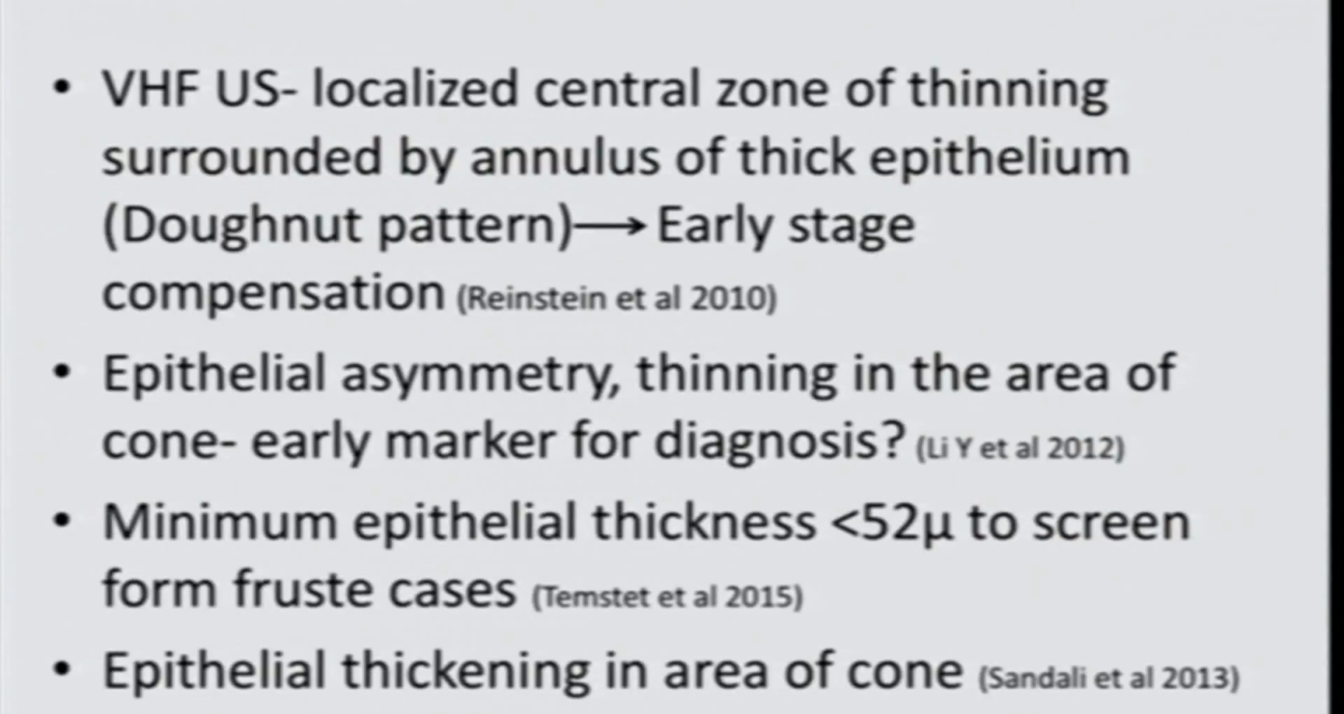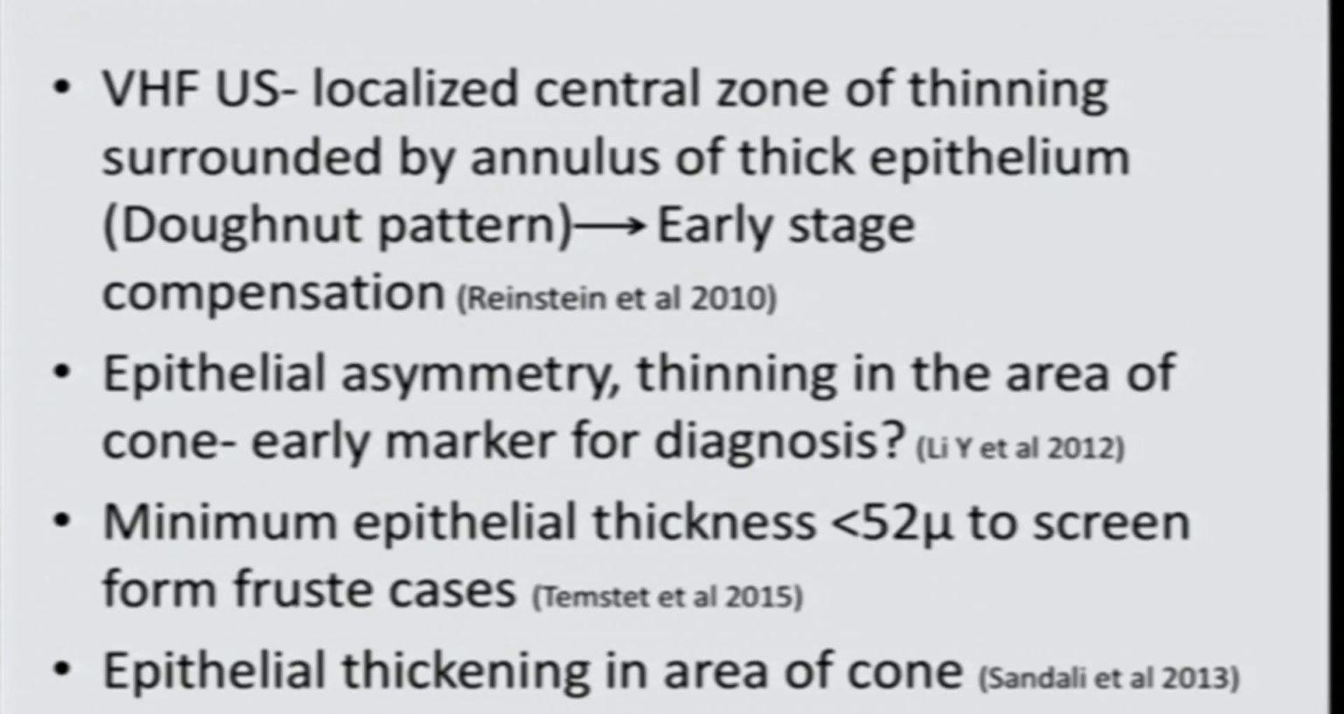In 2010, Reinstein et al. used very high frequency ultrasound to describe a localized central zone of thinning surrounded by an annulus of thickened epithelium, which they called the donut pattern. Yanli et al. have conducted multiple studies in OCT-guided epithelial mapping, and they proposed epithelial asymmetry and thinning in the area of cone as an early marker for diagnosis.